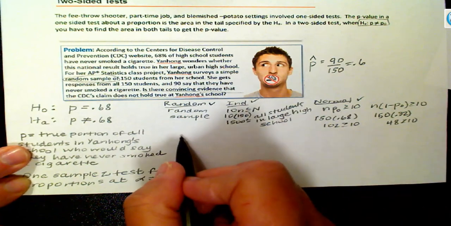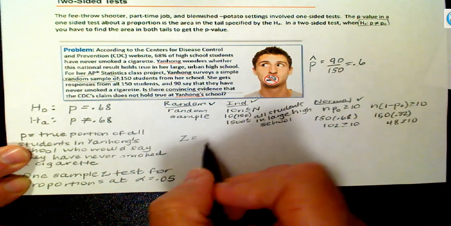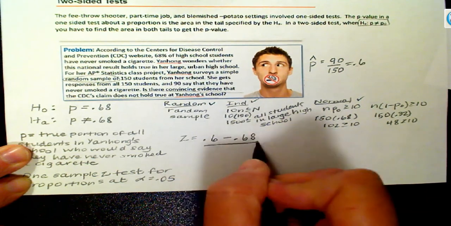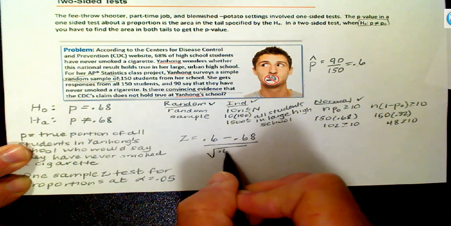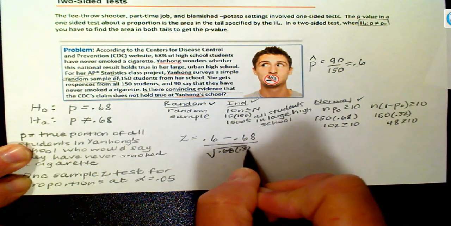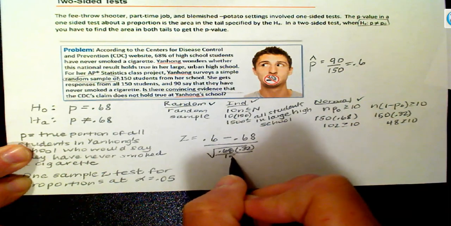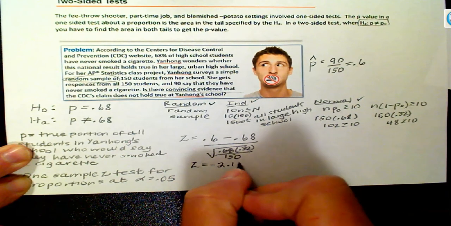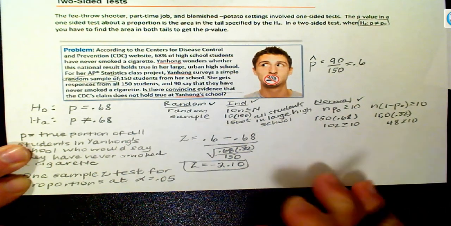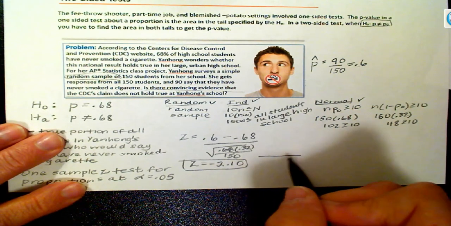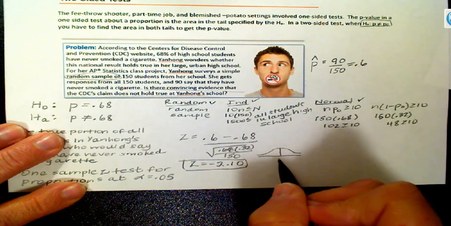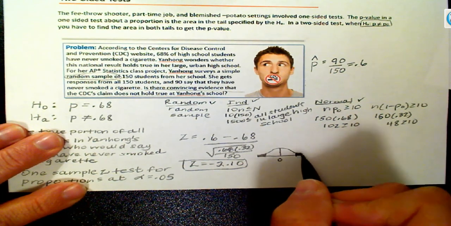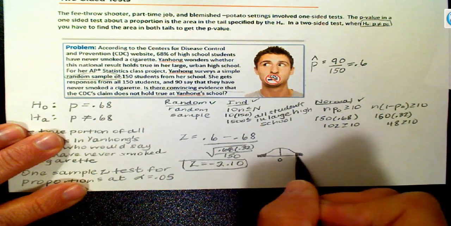Okay, the next part, we're going to do Z equals. Our 0.6 goes here, the only place this statistic goes. 0.68 here, and then down here, you will use the 0.68 times 0.32 over the 150. You will get Z equals negative 2.10. There's our test statistic. Now, don't forget on this one, when you draw this out, this is what helps, I think. You will realize that this is a two-sided test. So I want you to draw out both sides. We know that these two probabilities here are equal.